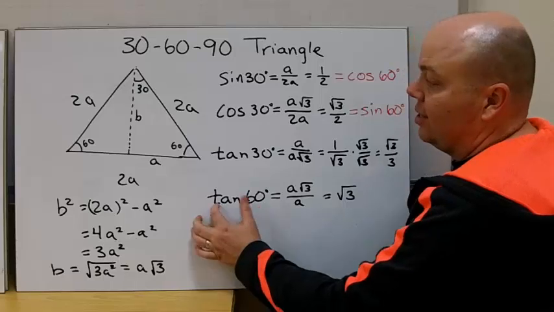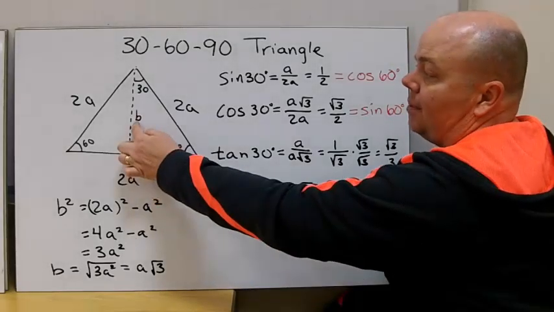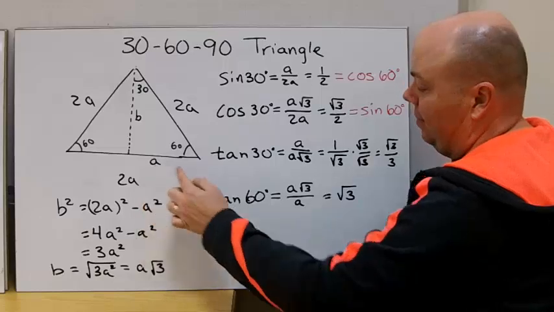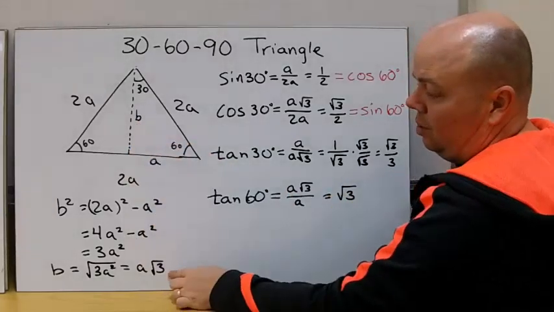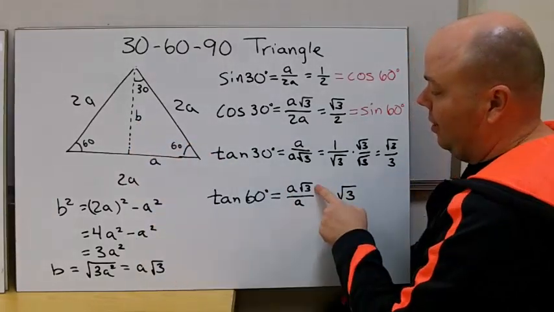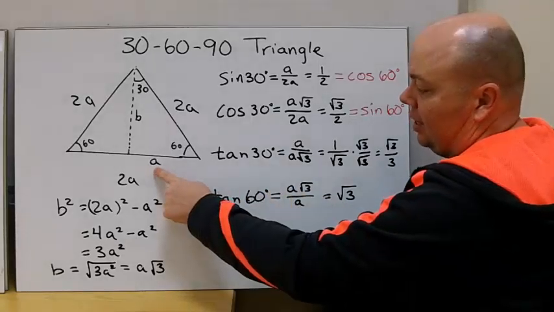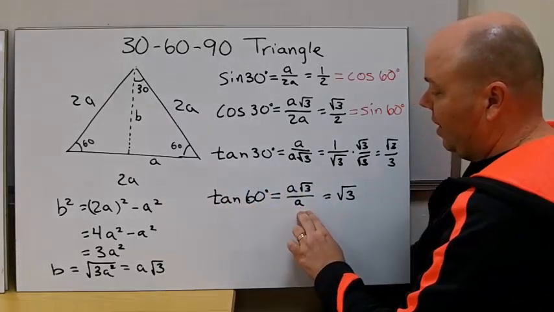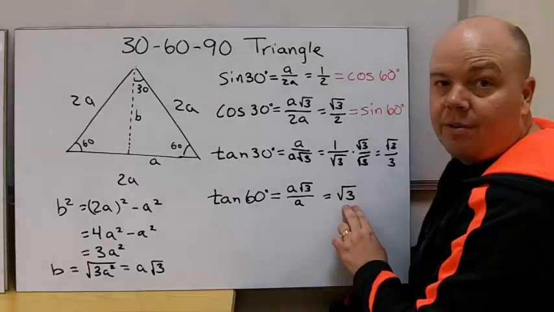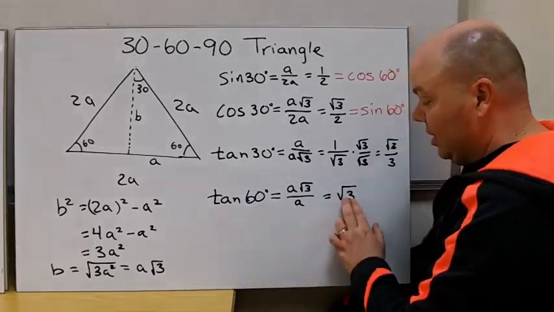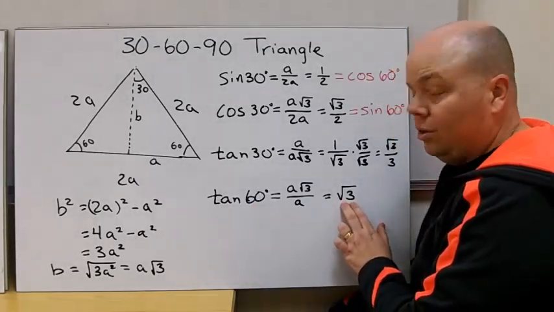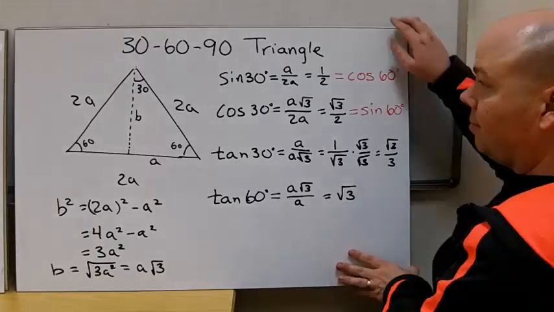Tangent of 60 degrees is equal to the opposite side over the adjacent side. So the opposite side is B, which is equal to A times the square root of 3, over the adjacent side, which is A. Simplify that fraction, and you get the square root of 3. So the tangent of 60 degrees is exactly equal to the square root of 3.